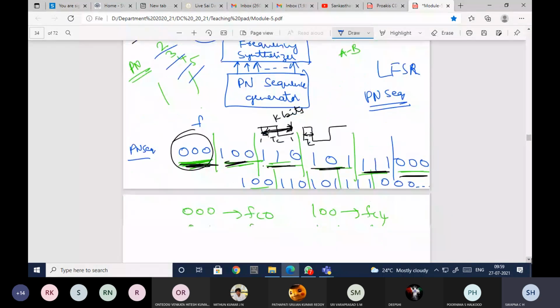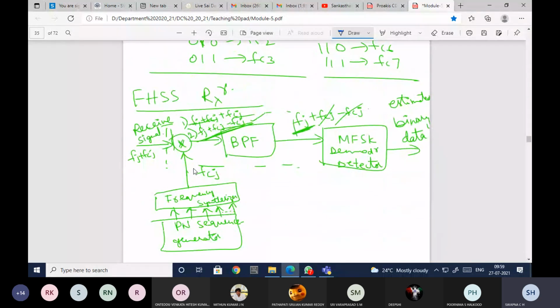In the same way, you have the receiver. At the receiver, first I need to despread the data. Since I want to despread the data, again I'm using the same PN sequence generator. Whatever PN sequence generator I was using at the transmitter, the same I should use at the receiver end as well. So the received signal will have Fj plus Fcj, and since I'm using the same PN sequence generator and the frequency synthesizer, I'll get Fcj.